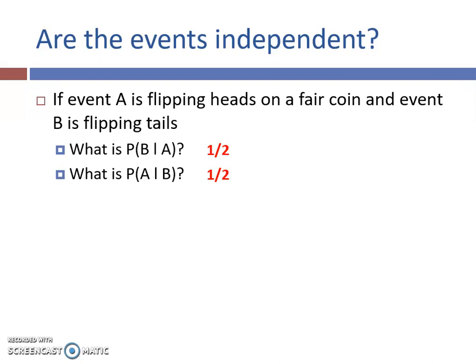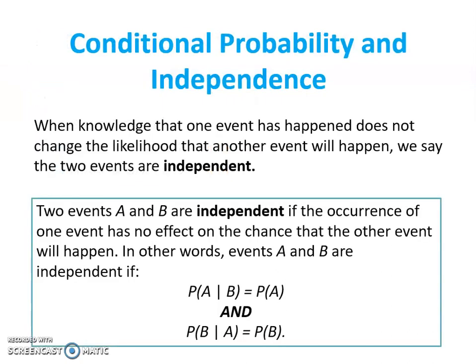And you may be thinking, Miss Miller, it doesn't matter that we know what the previous toss landed on. We don't need to know that because no matter what, it's always going to be the same probability. That is what independent is. When knowledge that one event has happened does not change the likelihood that another event will happen, we say that these two events are in fact independent.